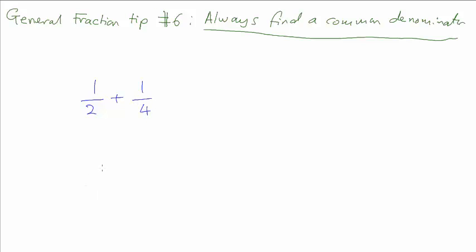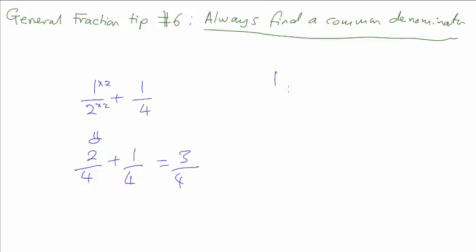Now, realistically, the smart thing to do is just times this top and bottom by 2, right? This will mean that you'll get this as 2 over 4, then you'll plus 1 over 4 here, and that gets you straight to 3 over 4.